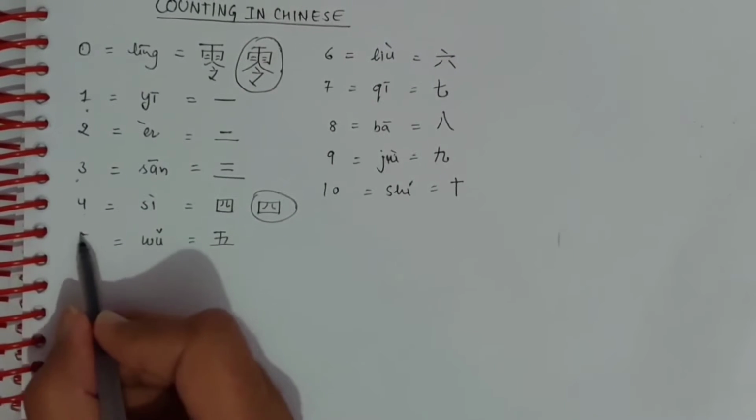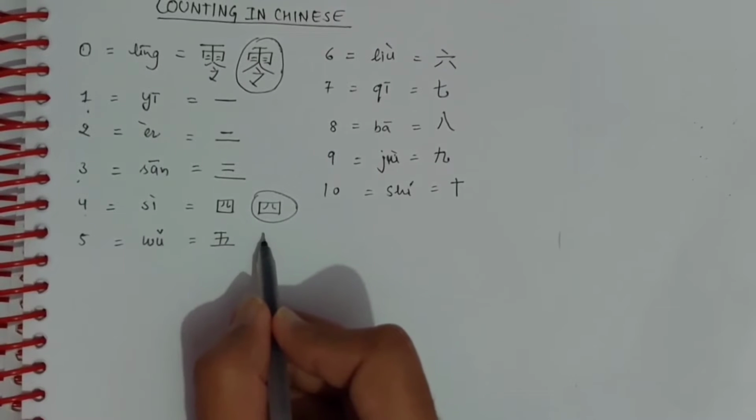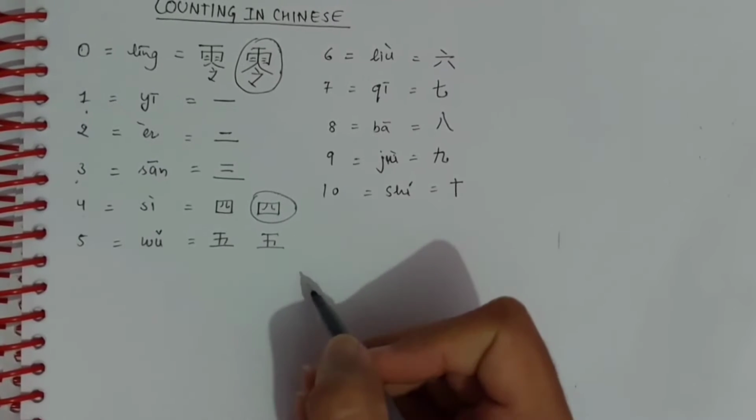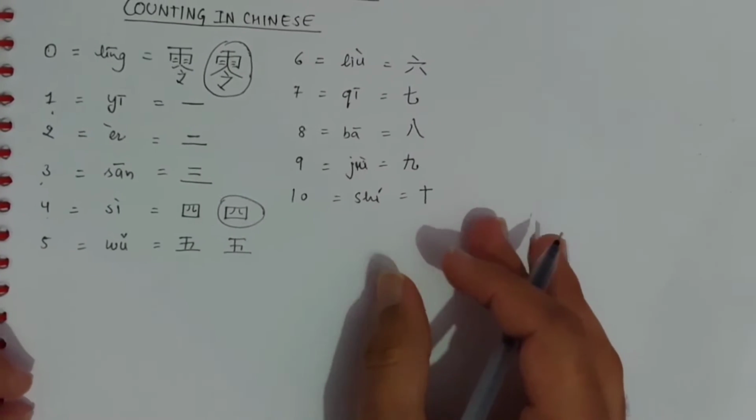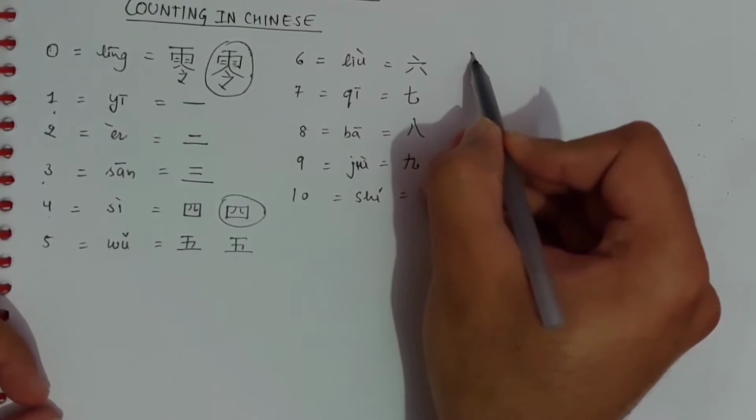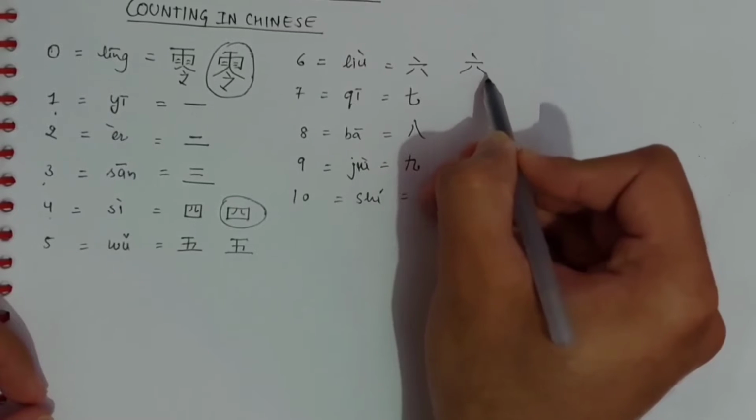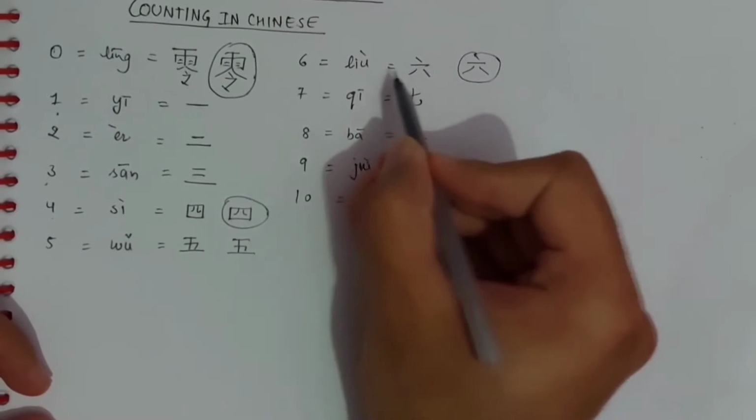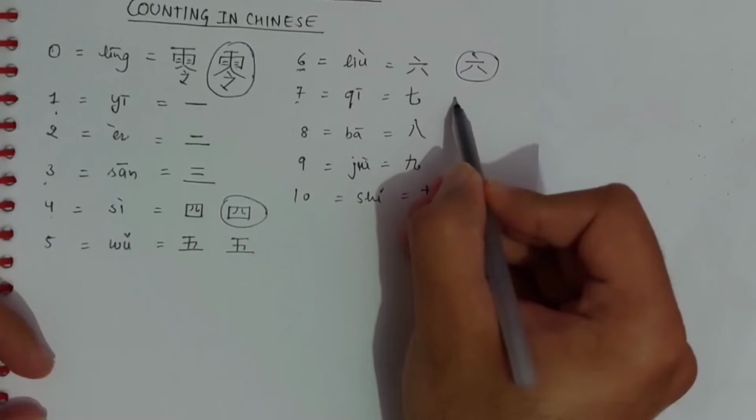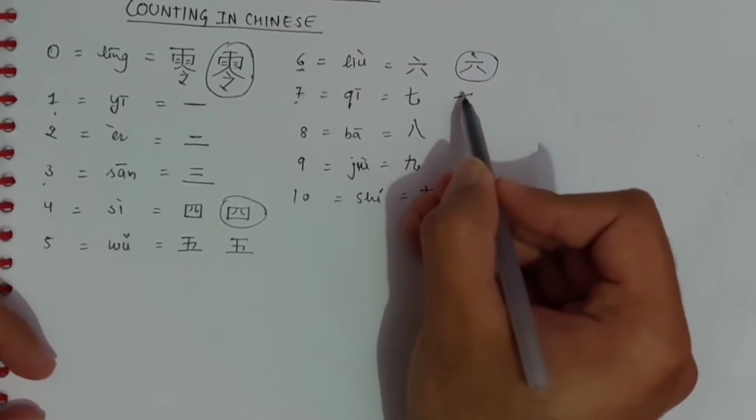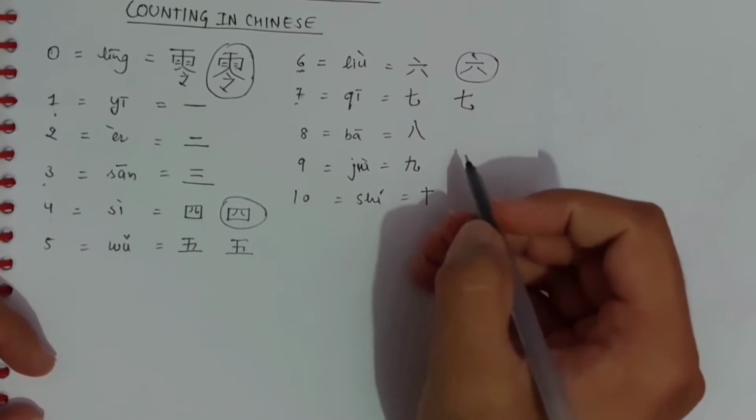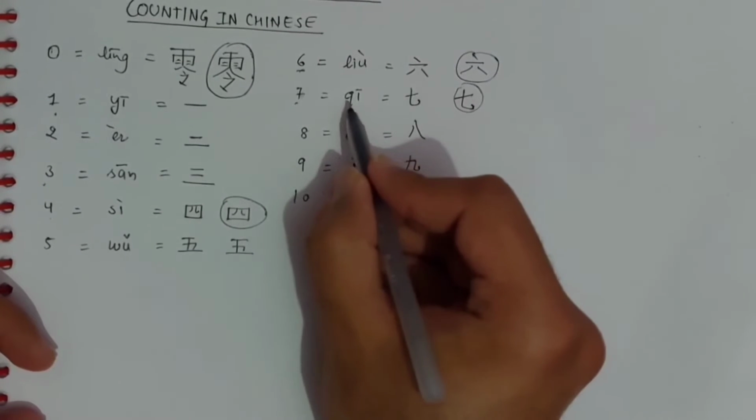Wu means 5. In Chinese we write it from left to right, top to bottom, left to right, top to bottom, left to right. This is wu, means 5. 6 in Chinese, liu. We write it as this, left to right, this. Means liu, means 6. 7 is qi. We write it as a slanting line here, from top to bottom, then left to right, then make a curve here. This is 7, means qi.